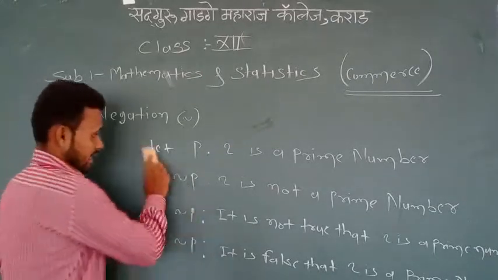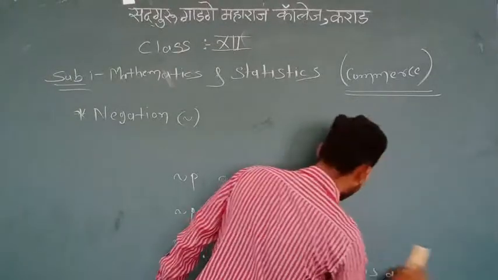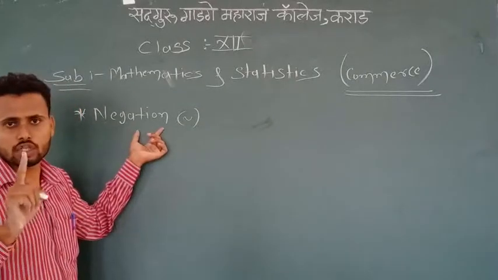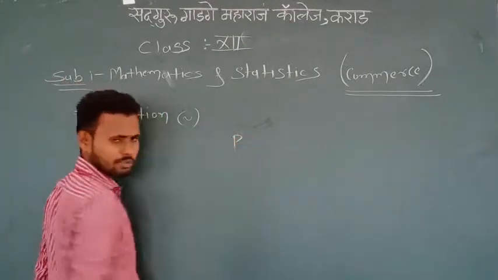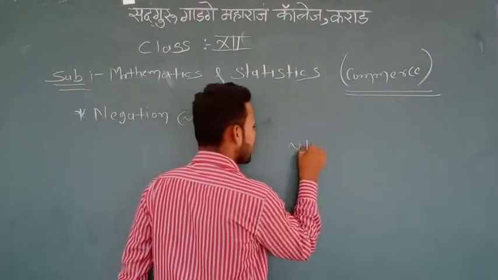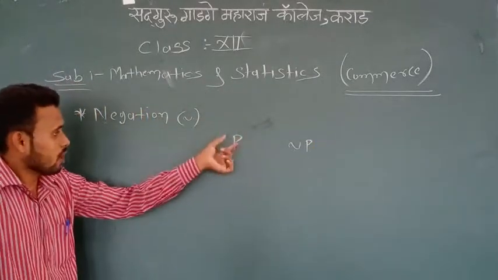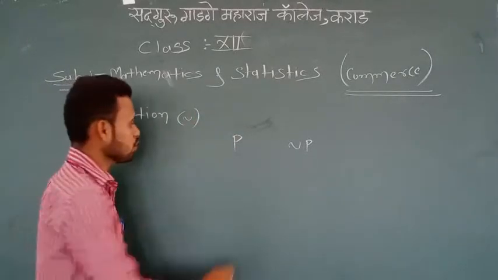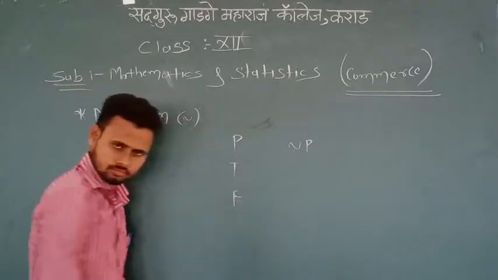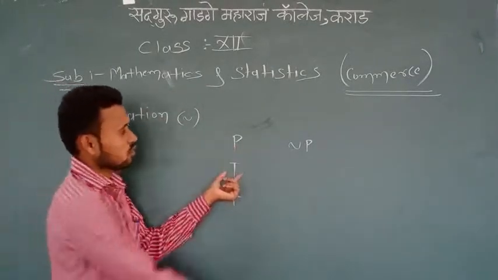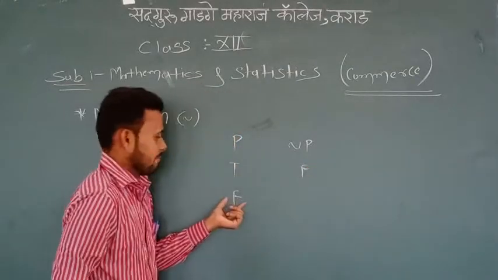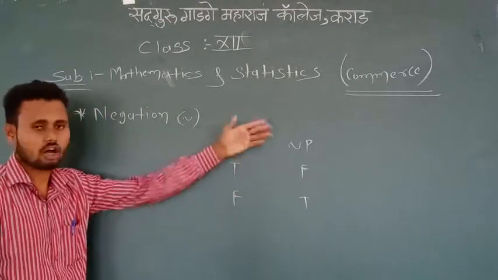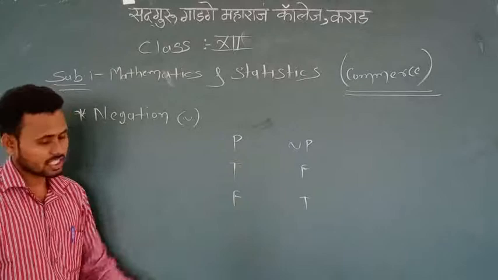Now, the truth table for negation. For negation we want only one statement, P. Then its negation, here I write negation of P. We know that for any statement there are only two possible truth values, first true, second false. Then if P is true, negation of P is false, and if P is false, negation of P is true. This is the truth table for negation of a statement.